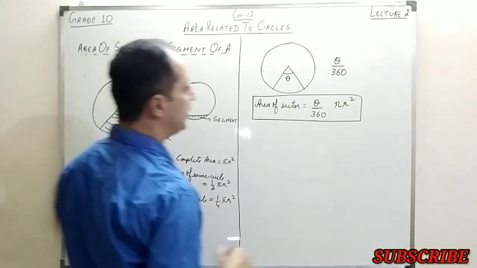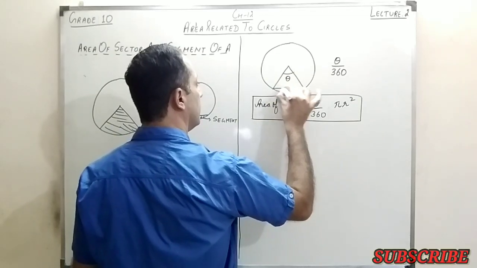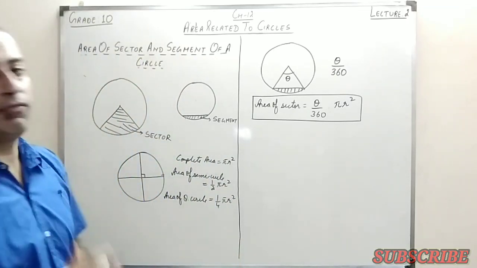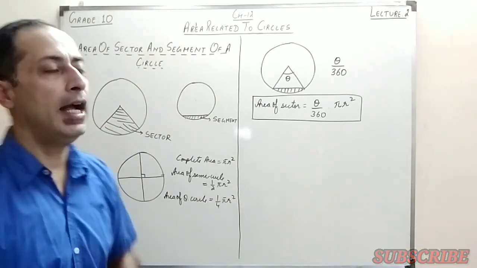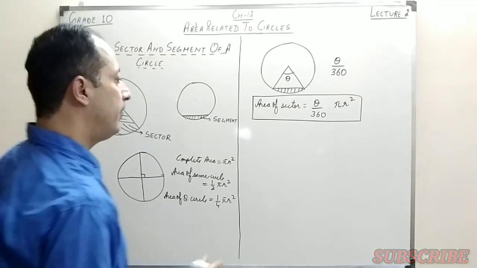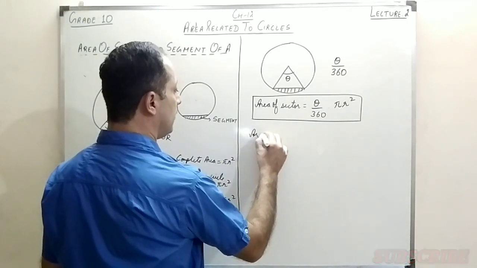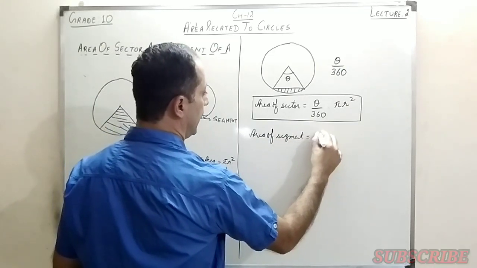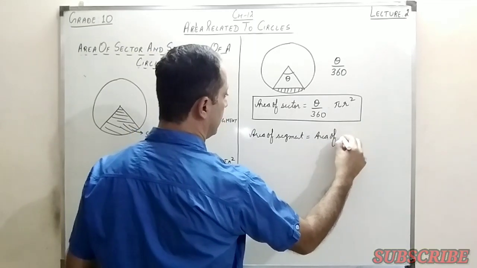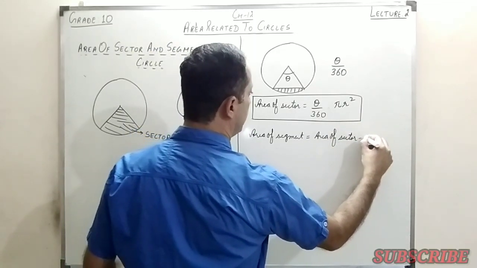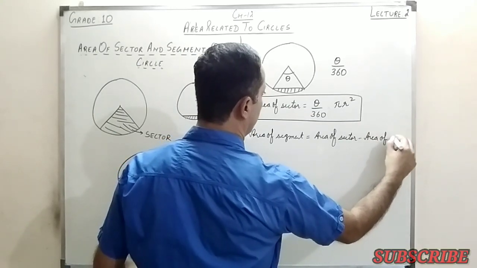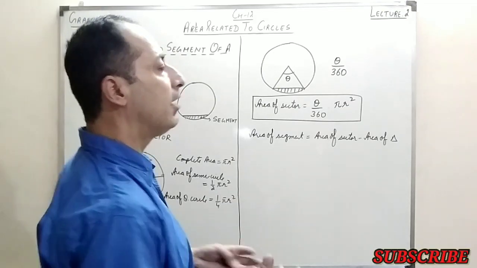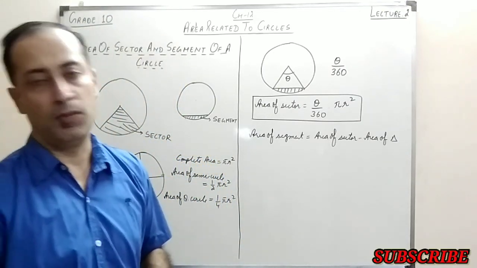Then we talk about the area of segment. See, if I form a segment here, you can see clearly this segment is basically the difference in the areas of the sector and the triangle which is formed in the middle. So area of segment would be equal to area of sector minus area of triangle which is formed in the center, right? Whatever the triangle will be, accordingly we can apply the formula.